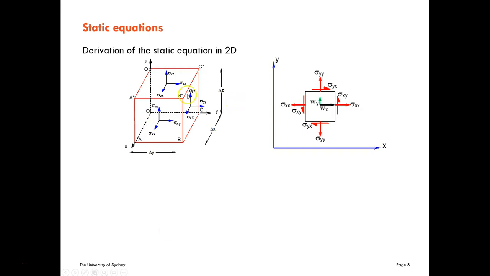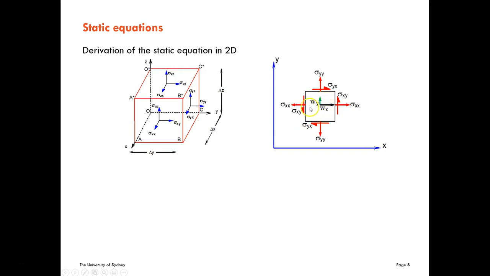So to do the derivations, we need an infinitesimal cubic element. If we are going to derive the static equations in 2D, we can do an xy cut of this cube to get the static equations in 2D. So here I have put all the forces acting on the element. In this 2D diagram, I also put the body forces. And here are all the components of the stress in 2D.